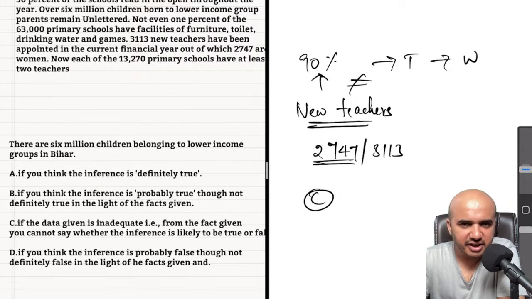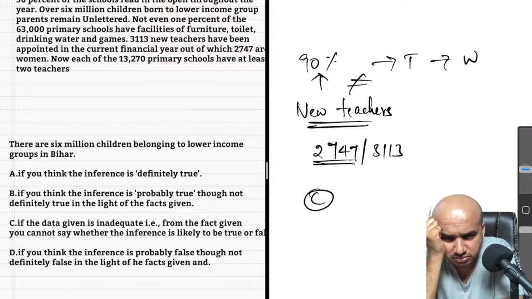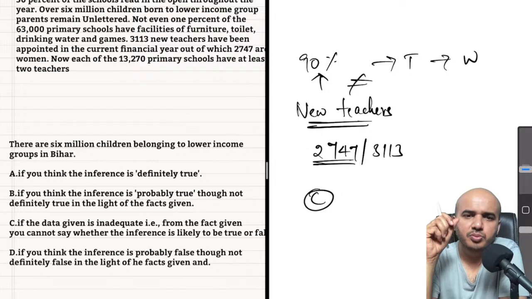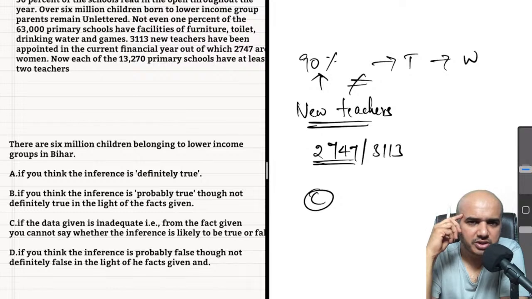The inference here is there are 6 million parents belonging to lower income group in Bihar. There are 6 million parents belonging to lower income groups in Bihar. They have mentioned over 6 million children born to lower income group parents remain unlettered.